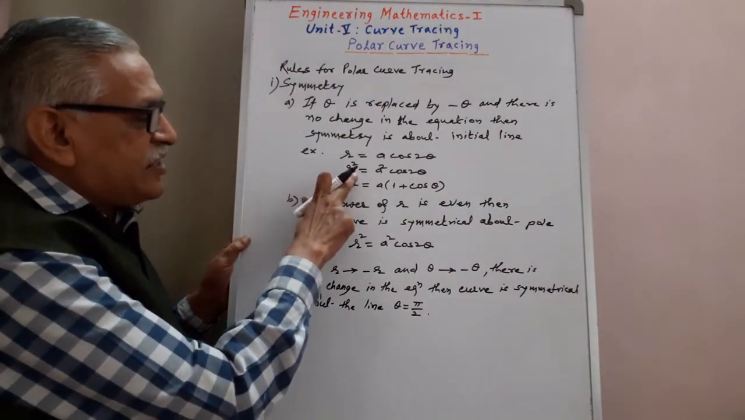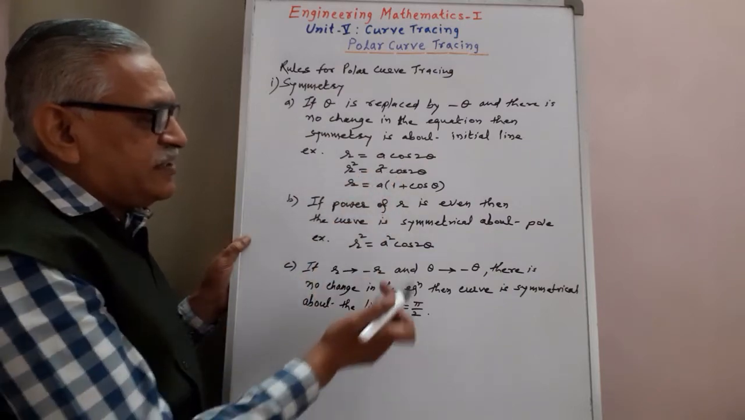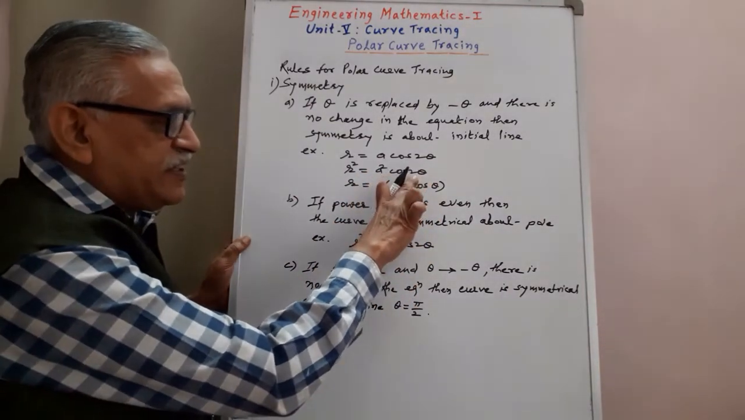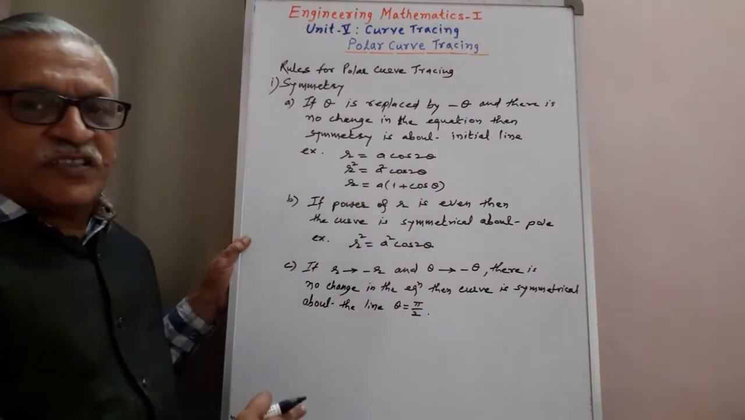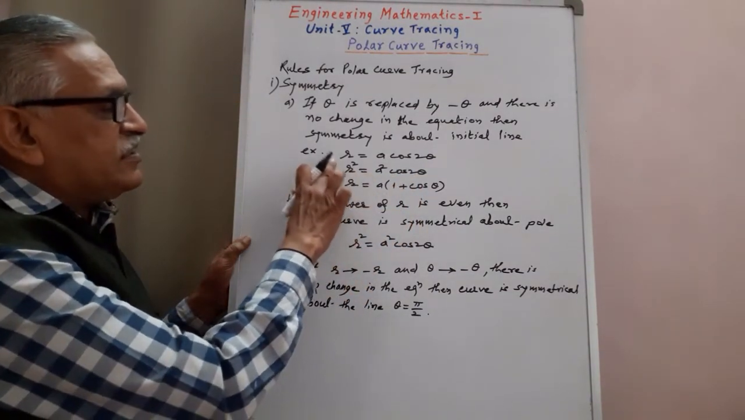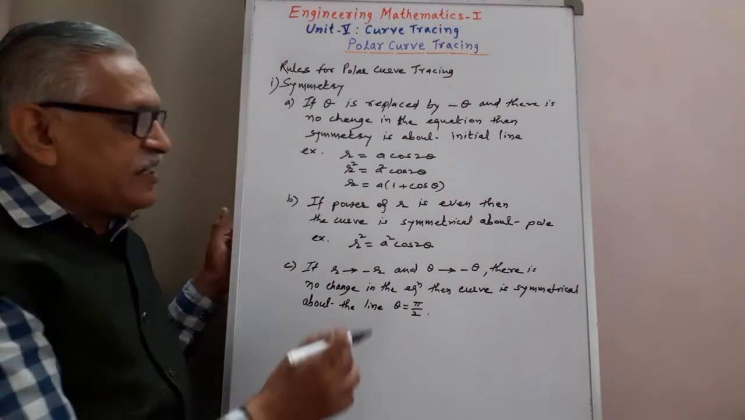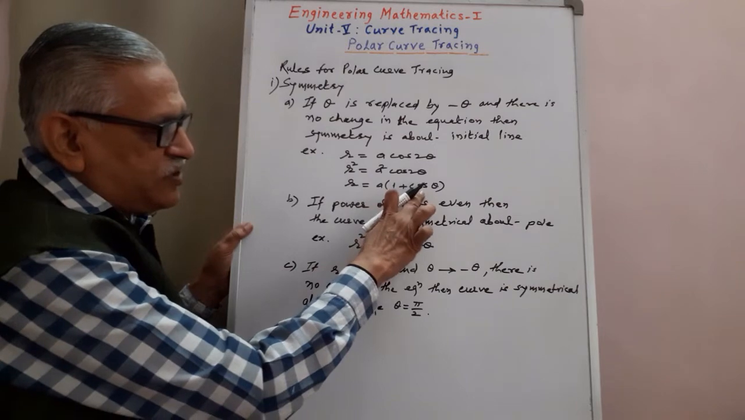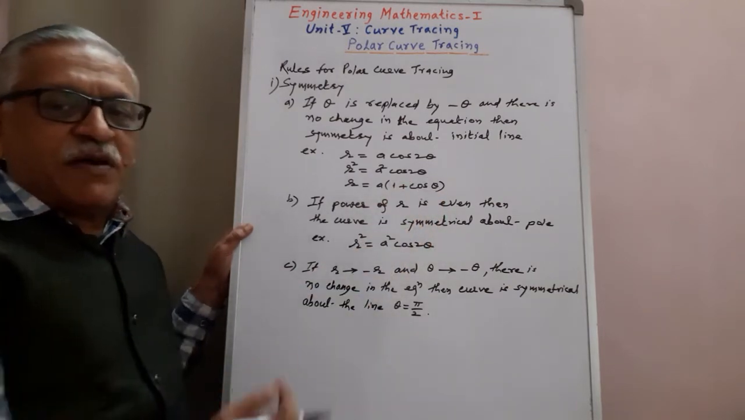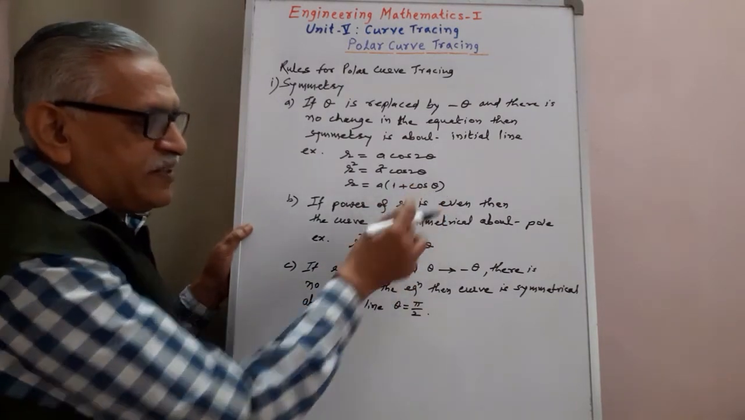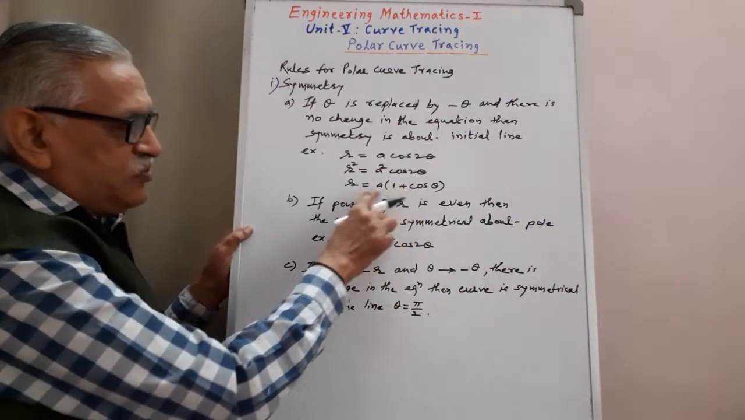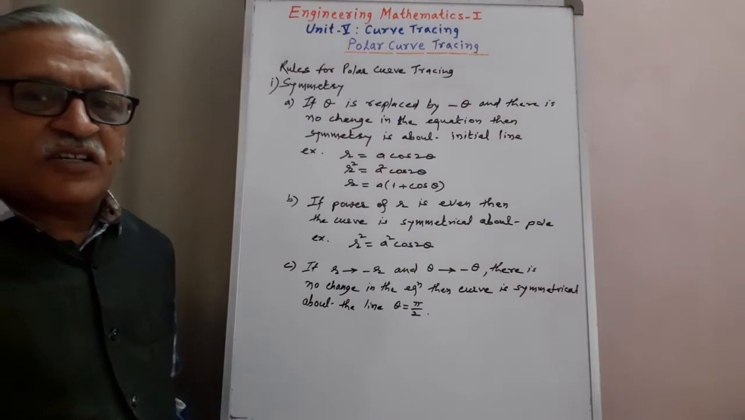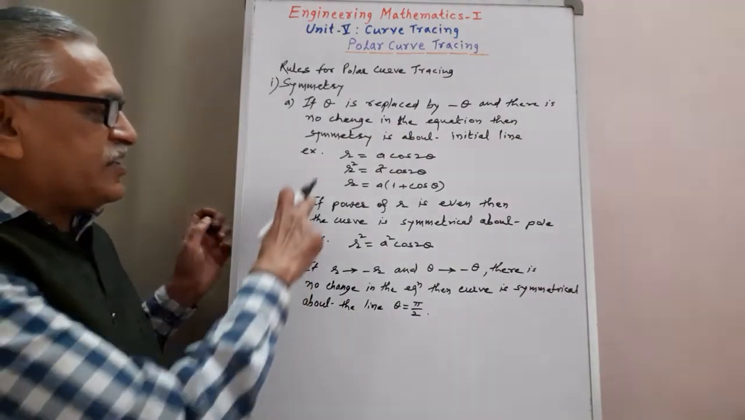Second example, r² = a² cos 2θ. Here also it is in terms of a cosine term. Replacing θ by -θ, no change is there, and as no change is there, the curve is symmetrical about the initial line. Third example, r = a(1 + cos θ). Here also we replace θ by -θ, cos(-θ) is cos θ, which means no change in the equation, and as no change in the equation, this curve is also symmetrical about the initial line.